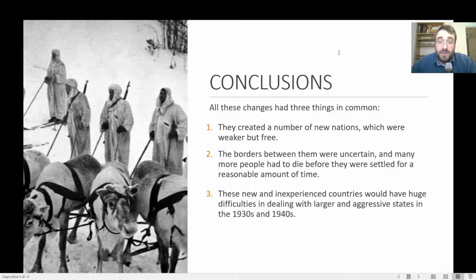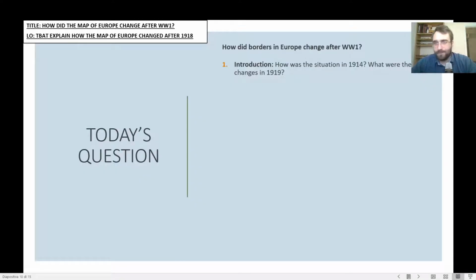And this would lead to huge difficulties in dealing with larger and aggressive neighbors, like Nazi Germany eventually, or the Soviet Union in the 1930s. So those were the facts. Now let's look at how to build an answer.